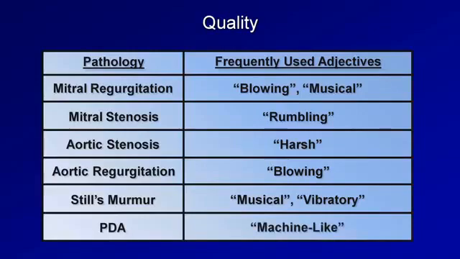In practice, at least in the adult population, the only valvular lesion whose quality I've found to be helpful is the harshness of AS, which helps to distinguish it from MR in situations where the murmur shape is unclear.